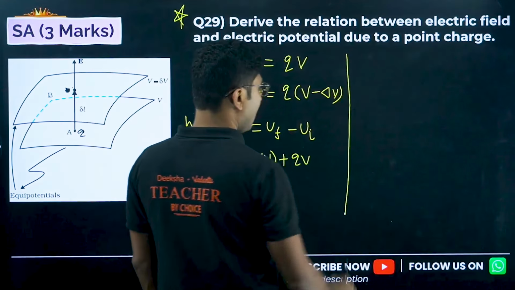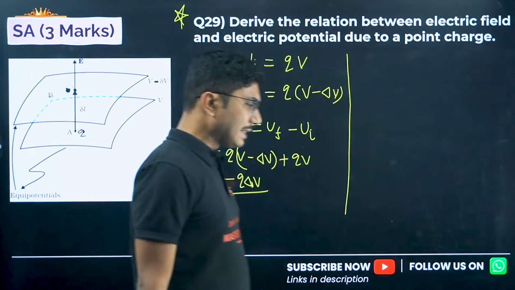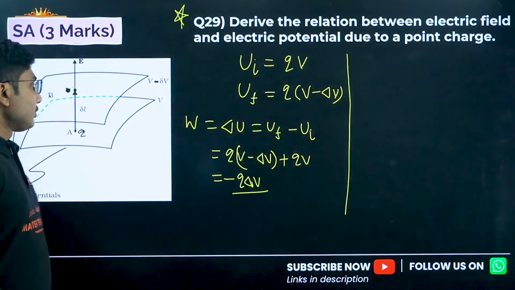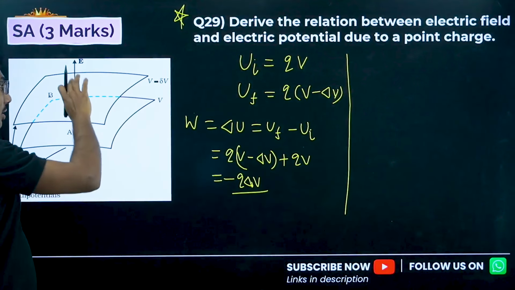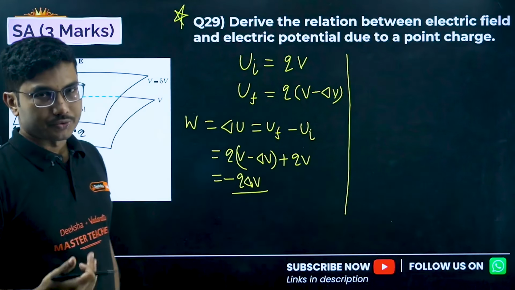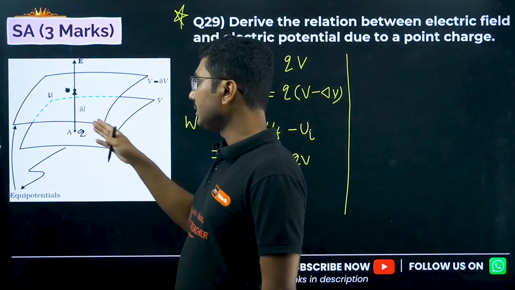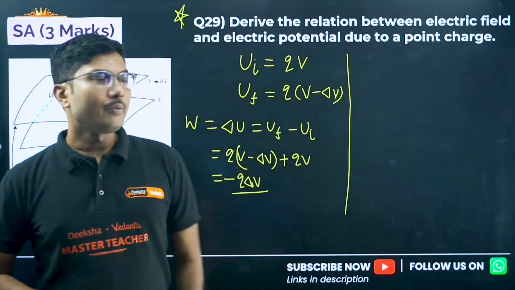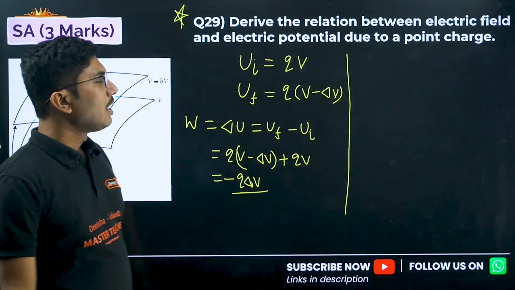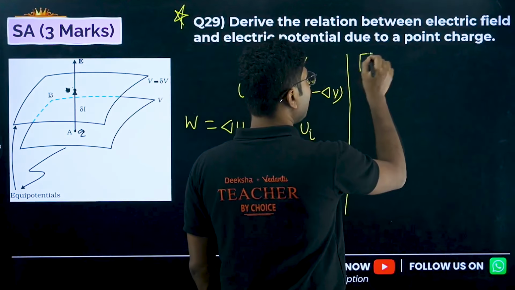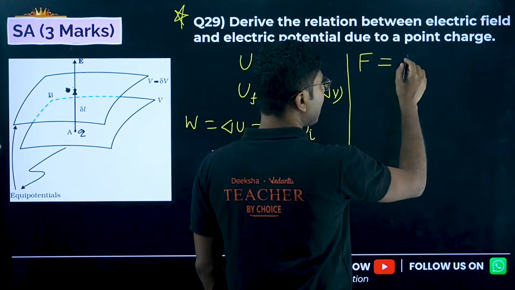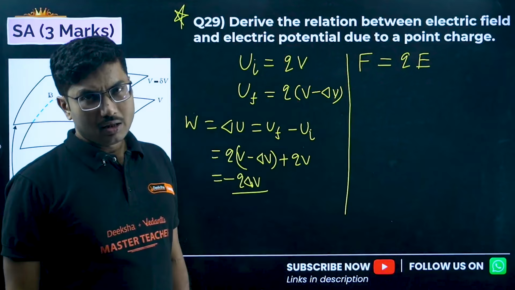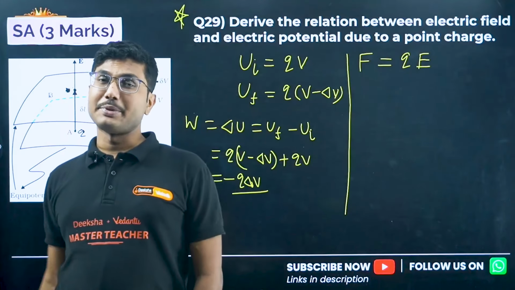Now we will use our mechanical formula to calculate work done. These two points A and B are very close. Why am I saying that? Electric field at point A and point B are almost the same. So if the electric field is the same, whenever you keep a charge in an electric field, there will be a force acting on it. The force acting on the charge is given by Q into E.